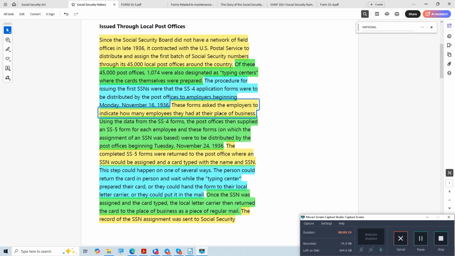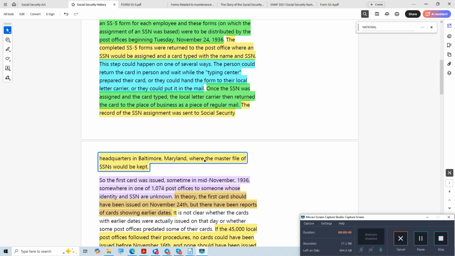In the original, when it was first set up, it discriminated against certain classes of people, like the self-employed. They didn't get a Social Security card. Why does everybody get one now? Apparently, we're not doing it the same as they did from the beginning. So the record of the SSN assignment was sent to Social Security headquarters in Baltimore, Maryland, where the master file of Social Security numbers would be kept. So if we've ever got a Social Security number, then it'd be in Baltimore, Maryland at Social Security headquarters.